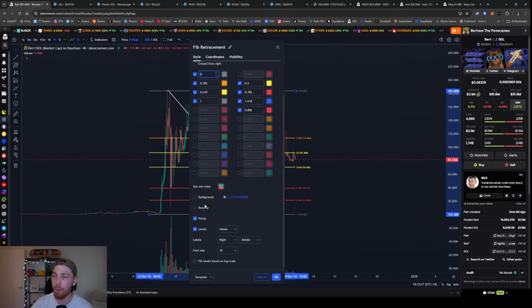So if I just come down a little bit more, I remove the background because, yeah, that's ugly. Look at that. I turn prices on so I can see what they're at. And as you can see, I put it to the right side, so price isn't over there. And I put it in the middle, and I make the font size nice and small.